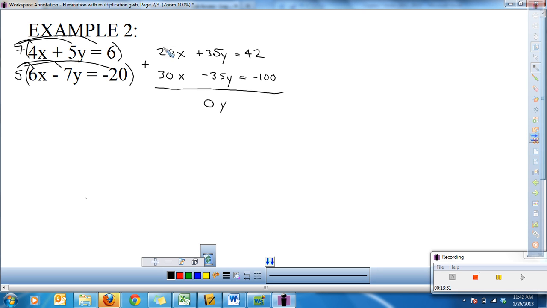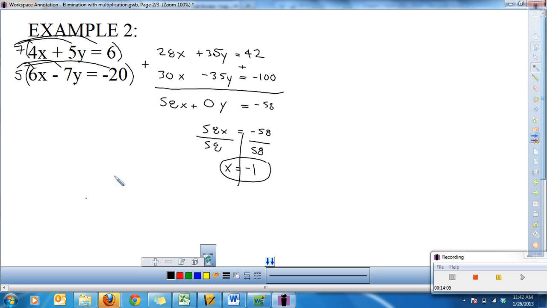28 plus 30 gives me a 58x. And 42 plus a negative 100 is going to give me a negative 58. Notice that you're adding these 2. Alright, we don't really need this 0y, so really what I have is 58x equals negative 58. I want to get x alone, so I'm going to go ahead and divide both sides by 58. And I get that x is going to be equal to negative 1.